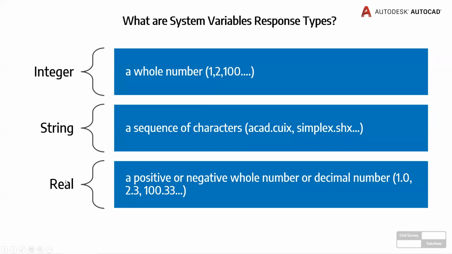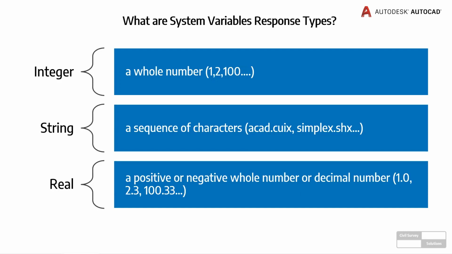The next one is a real number. A real number can be a whole number when you're entering it into AutoCAD. If you enter it as an integer, it will be converted to a real number by putting a decimal 0 on the end, depending upon the precision of that variable.